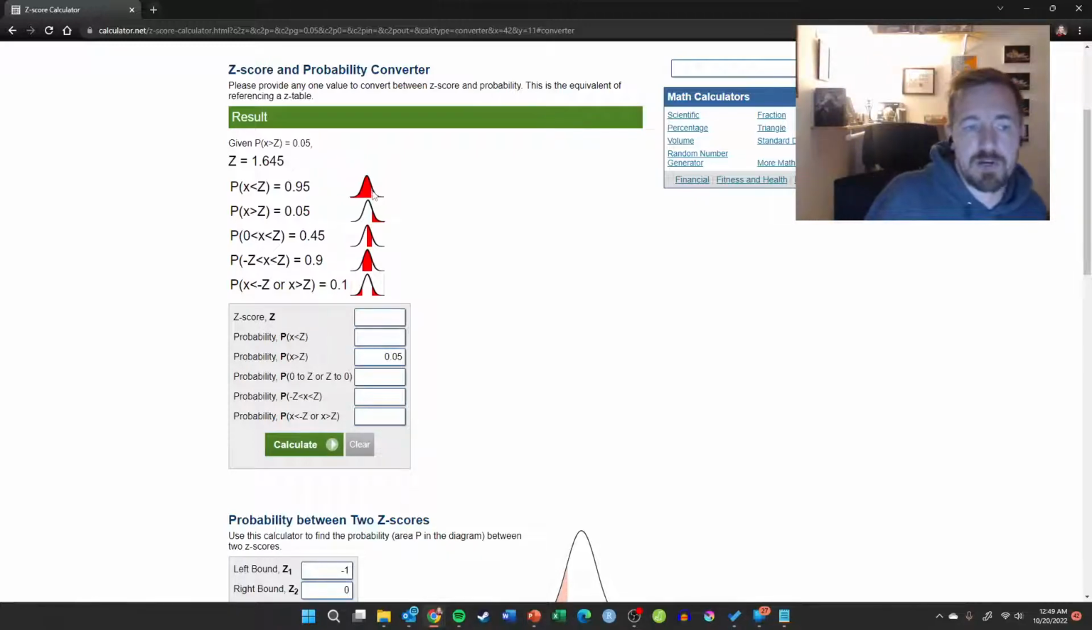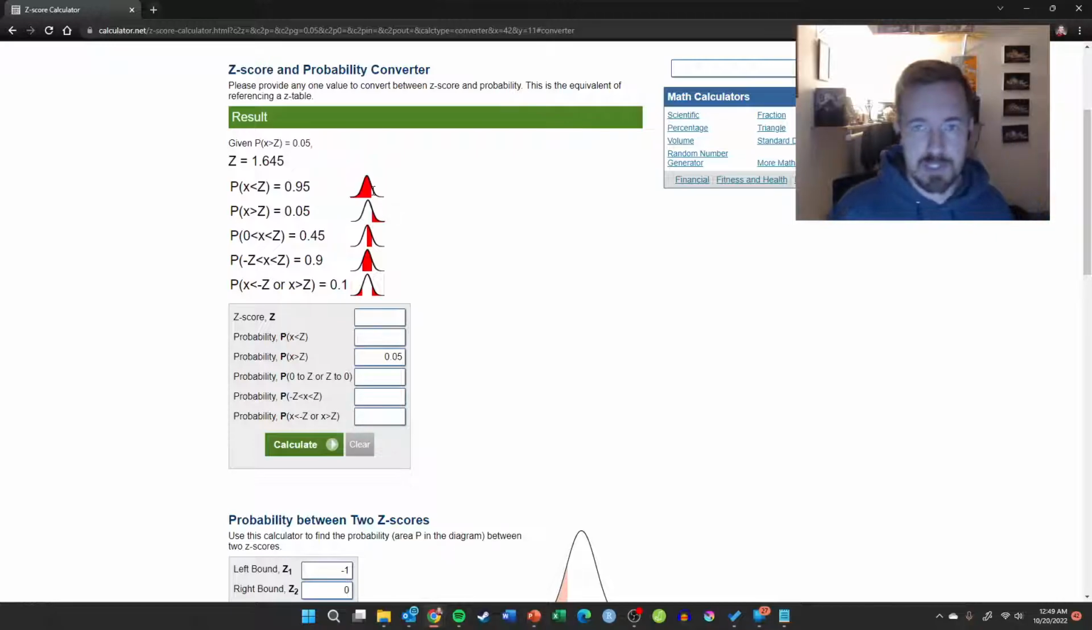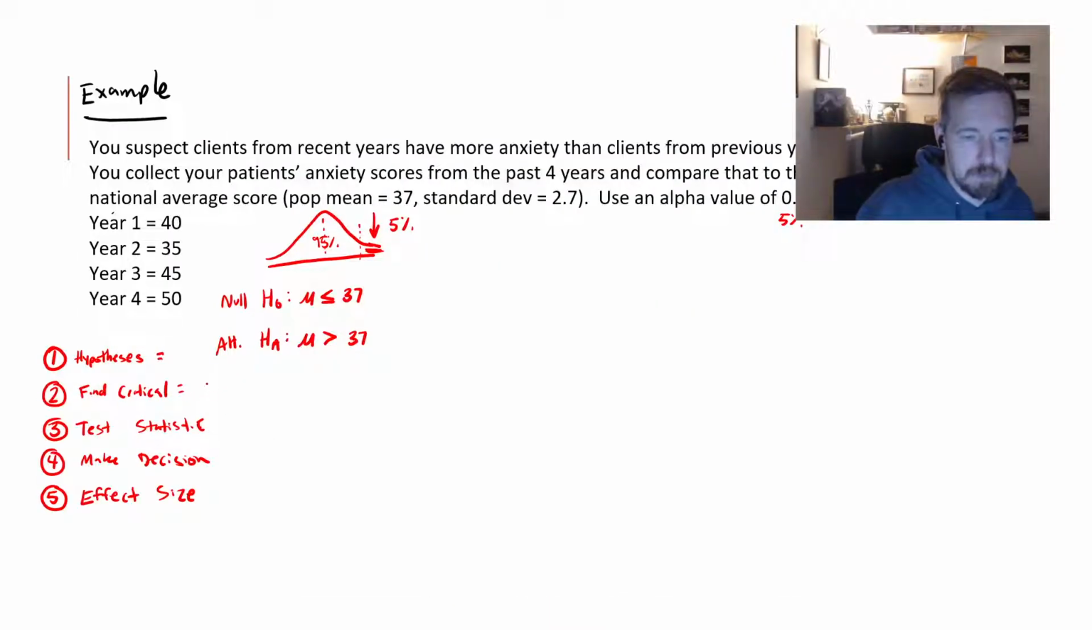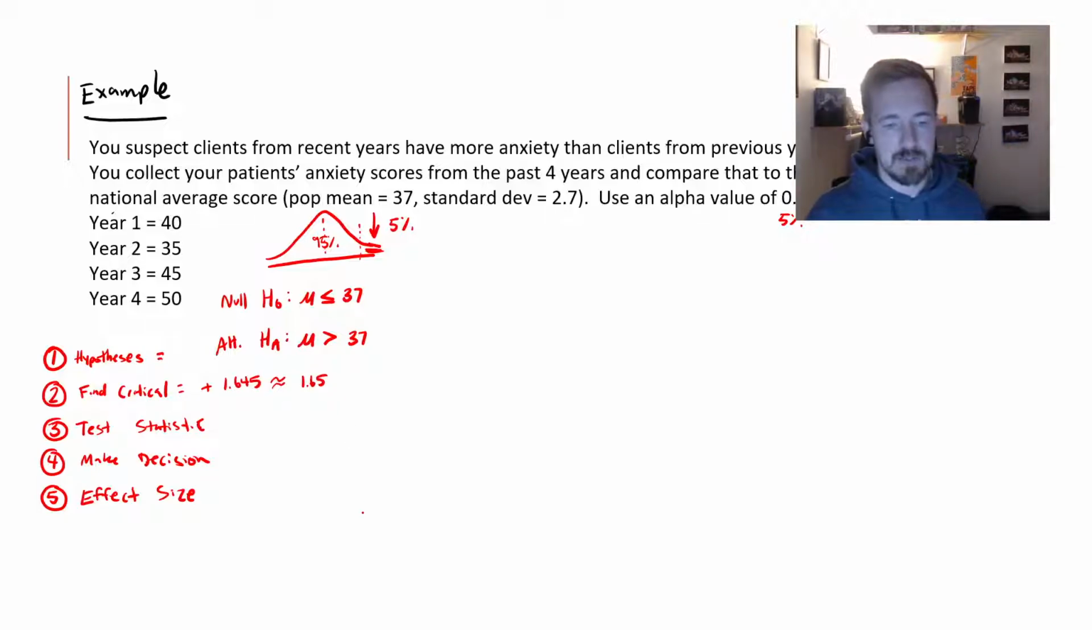So what is that Z critical? It's Z equals 1.645. That's why I mentioned it may be familiar, because we've been using the alpha value of 5% in our examples. So 1.645 is what I want to use. So my critical value is going to be positive 1.645. And you can round that up if you want to 1.65. All right, we're making good progress.